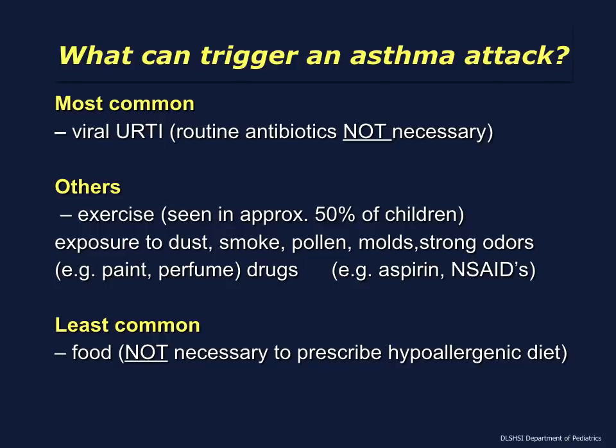The most common trigger of asthma in children is still viral upper respiratory tract infection. Other triggers would be exercise, and exposure to dust, smoke, pollen, molds, strong odors, and drugs. Food is not necessarily a trigger, so there is no need to prescribe a hypoallergenic diet.